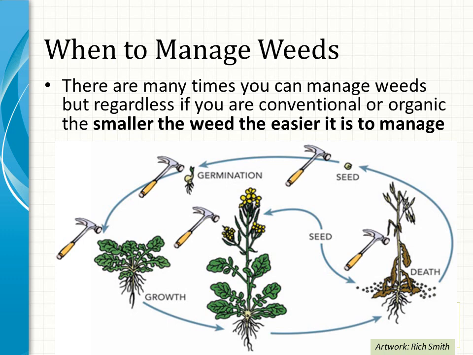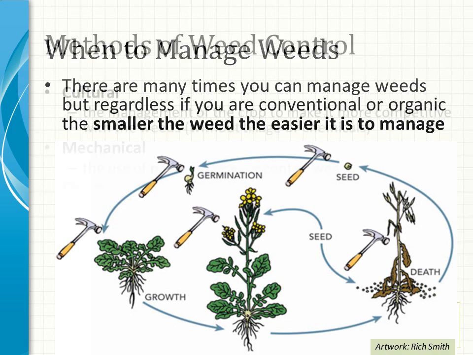Also, whether you are in a conventional system or an organic system, the smaller the weed is, the easier it is to manage. And this is the same whether you have tillage as a tool, a herbicide, or anything else. The smaller it is, the easier it is to manage.